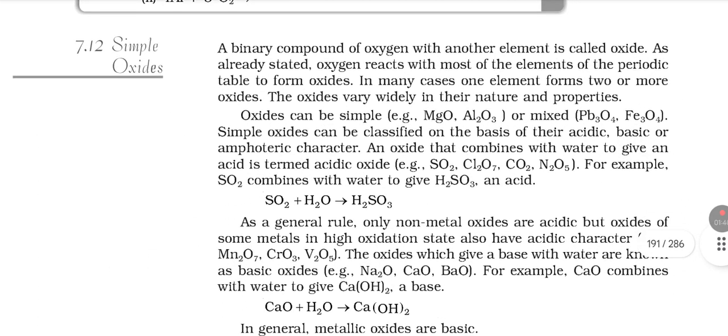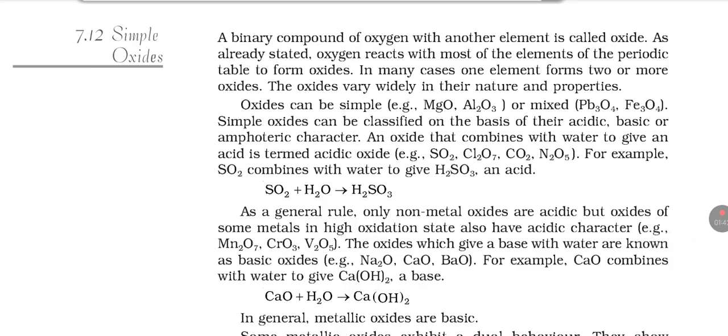Simple oxides. A binary compound of oxygen with another element is called an oxide. As already stated, oxygen reacts with most of the elements of the periodic table to form oxides. In many cases, one element forms two or more oxides. The oxides vary widely in their nature and properties. Oxides can be simple or mixed. Simple oxides can be classified on the basis of their acidic, basic, or amphoteric character.